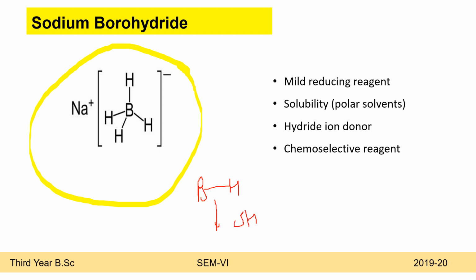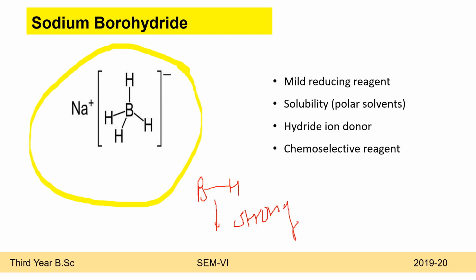Due to these strong bonds, the cleavage between these two atoms requires high energy. So it dissociates slowly, and the hydride ion comes very slowly. That's why it acts as a mild reducing agent. Sodium borohydride is soluble in polar solvents such as methanol, water and alcohols mostly. As I said, it is a hydride ion donor.